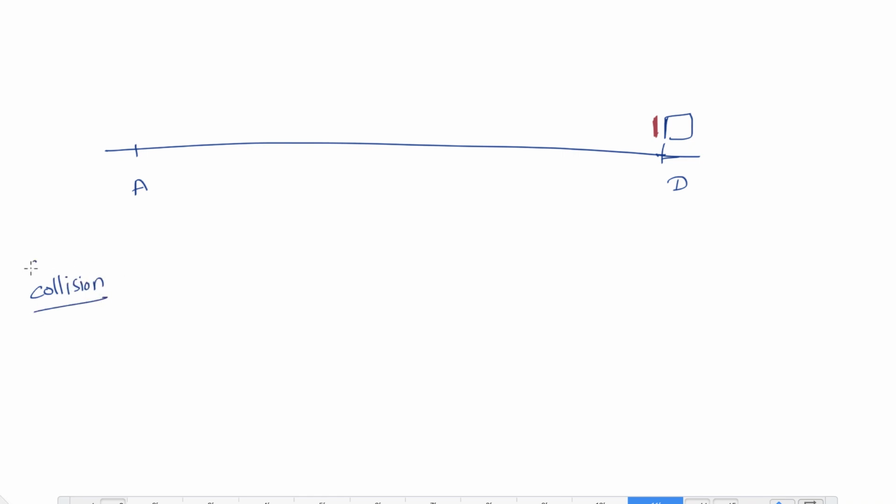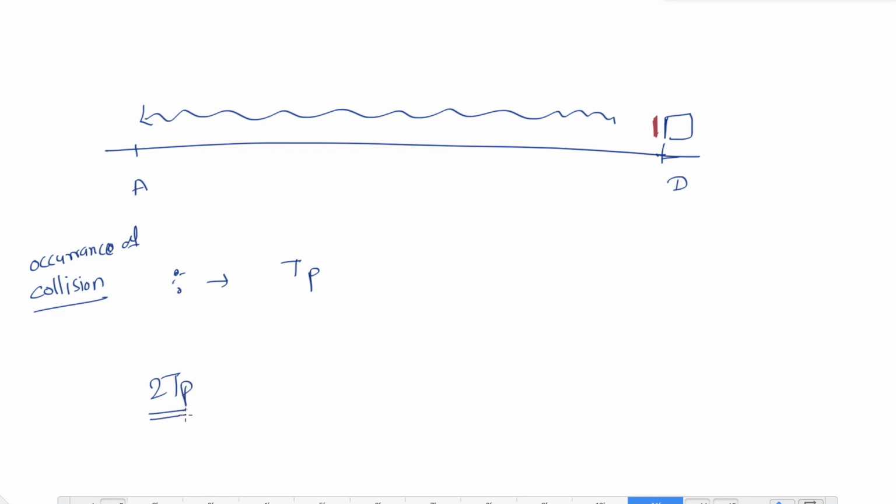So the occurrence of collision is at what time? It is at TP time, right? Why TP time? Because the collision is happening here, which is after this propagation time. But does A get to know that there is a collision immediately, or after some time? After how much time will A get to know? After another TP time, because the collision signal has to travel back to A. So in total it will take 2 TP time.